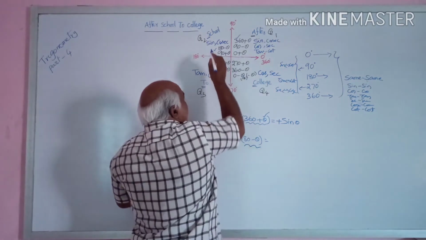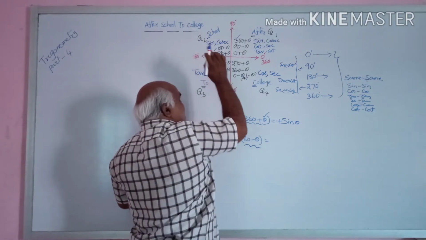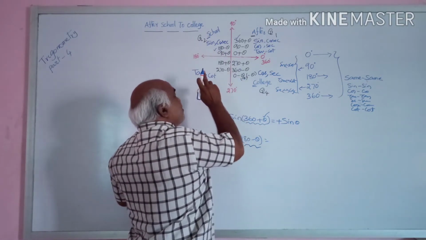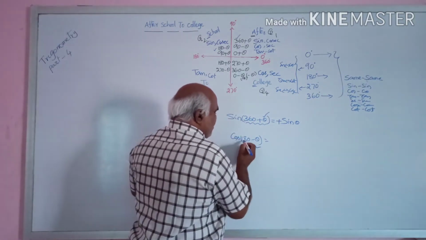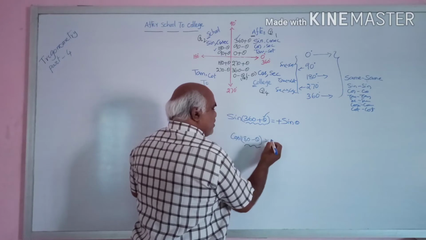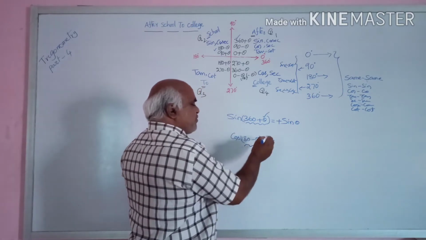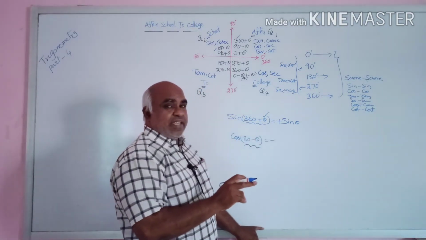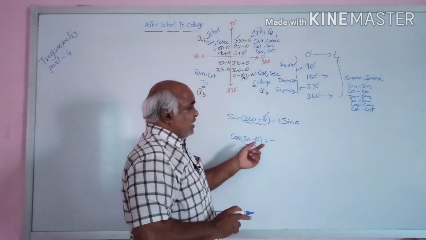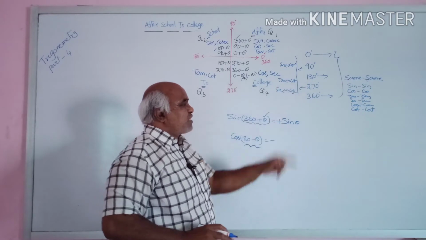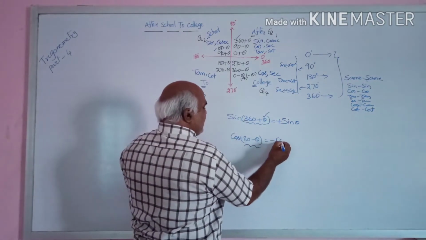Therefore, in second quadrant cos does not appear, because in second quadrant only sine and cosecant appear. Therefore, 180 minus theta in second quadrant, cos does not appear. Therefore, it indicates negative sign. Next, for 180 same to same. Therefore, cos theta.